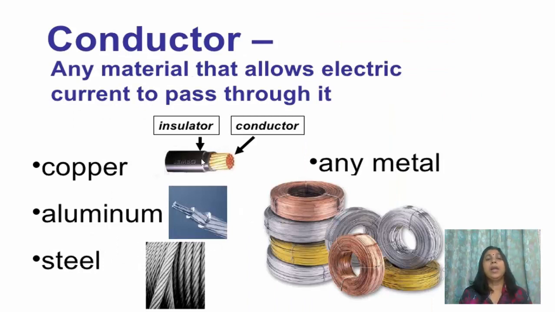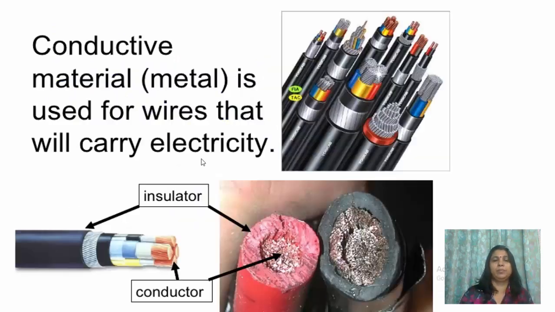Now, conductors. Any material that allows electric current to pass through it is known as a conductor. You can see in this figure there is a wire. If you peel out the plastic covering, you will see the metal wire coming out of it. That is the conductor, and the plastic covering is the insulator. The examples of conductors are copper, aluminum, steel, or any metal. Conductive material, that is metal, is used for wires that will carry electricity.